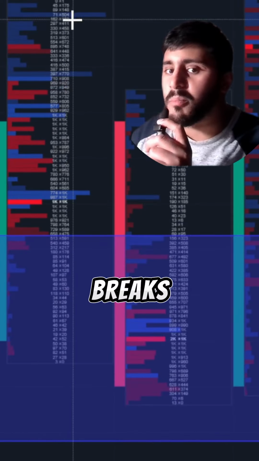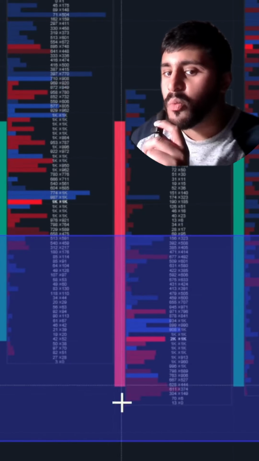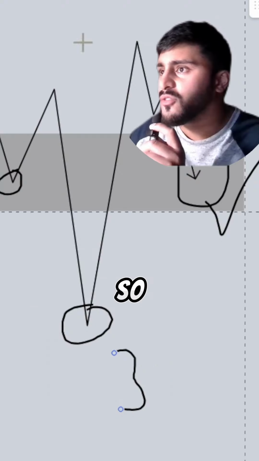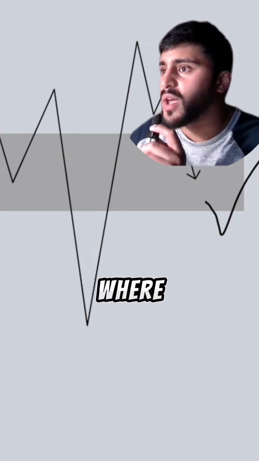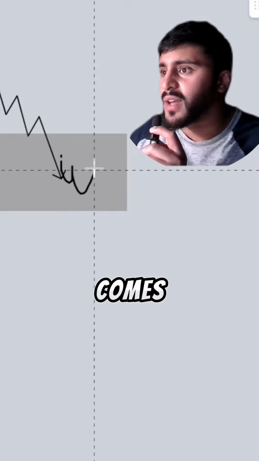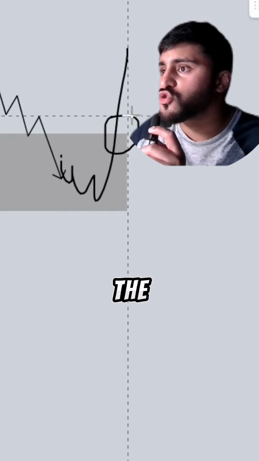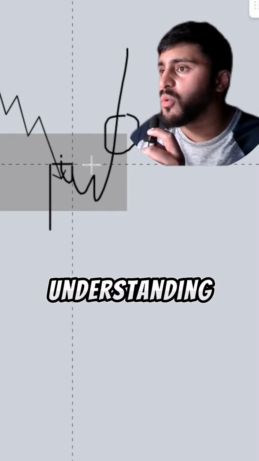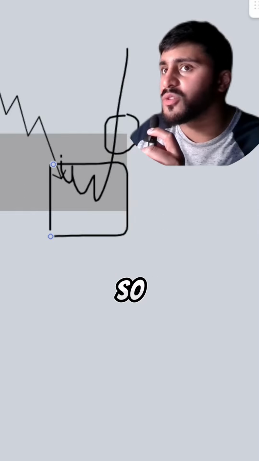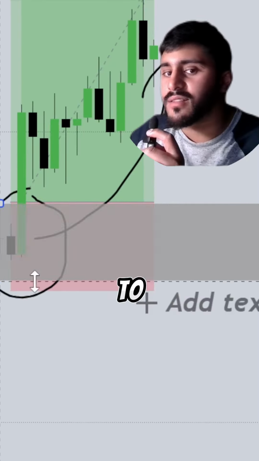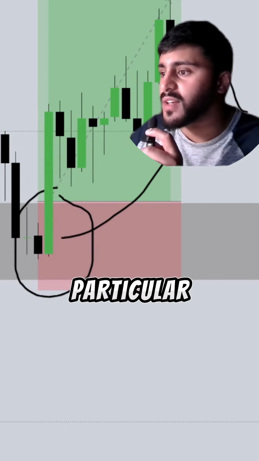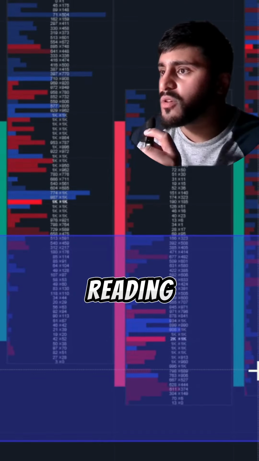Now, when price breaks above the zone and comes back into it, we want to understand what's going on over here. So the first step of the entry model is to first understand where you are in the entry model. So when price comes back in and then breaks to the upside, the truth of the matter comes in understanding what is going on over here. Right? So when you take a rejection entry, you need to understand what's going on inside of this particular candle. And the way you do that is by reading the order flow and the footprint chart.